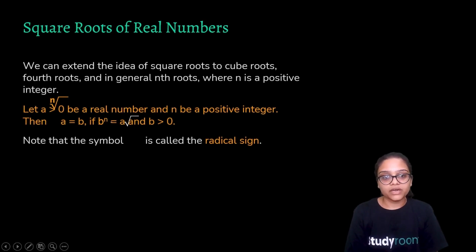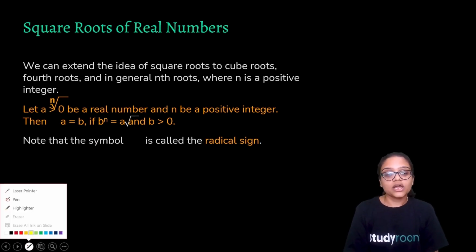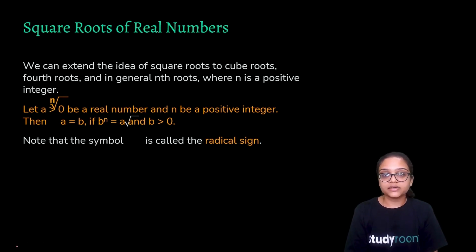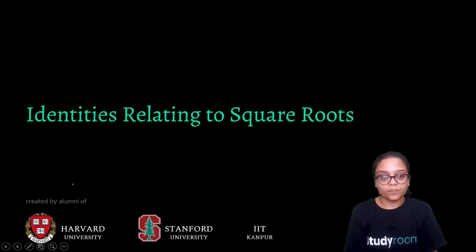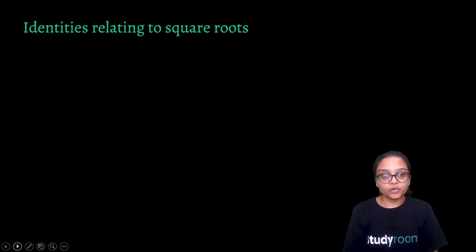So b power n equals a. Now the symbol is called the radical sign; the symbol of root is a radical sign. Since it's not limited to square roots, it has extended to the nth root. Now, identities relating to square roots. Moving forward to the square root identities.